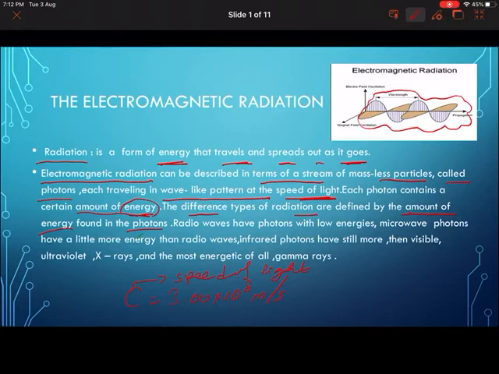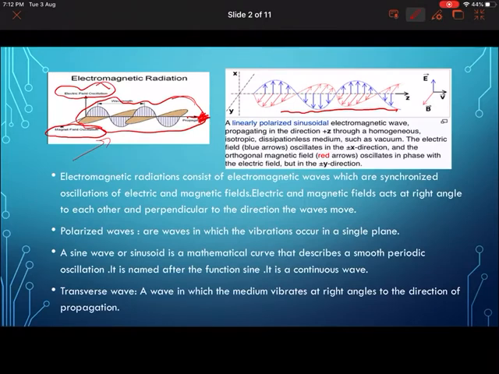For example, radio waves have photons with low energies, while microwave photons have a little more energy than radio waves. Infrared photons have still more. Then come visible, ultraviolet, X-rays, and the most energetic of all of them, gamma rays. Now let us describe this wave in detail.